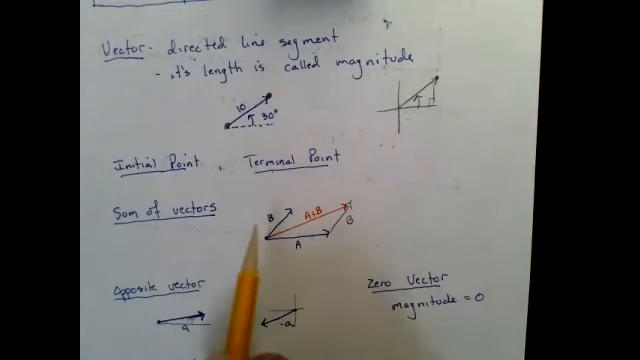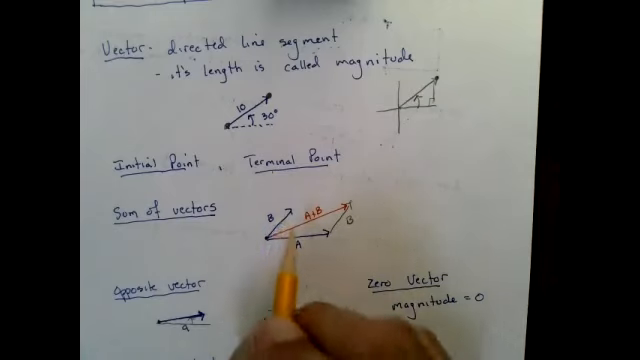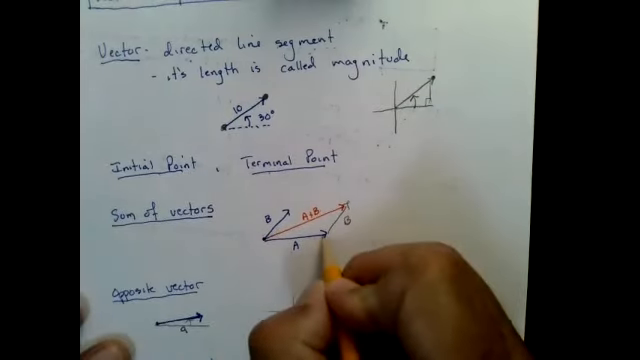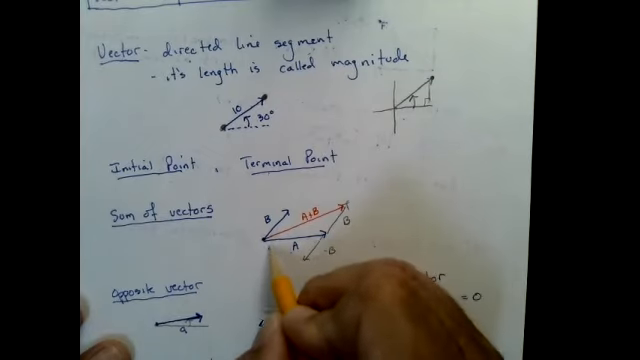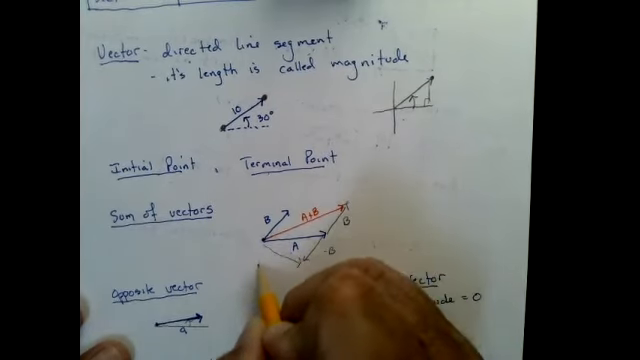So if I came back here and said, what's A plus negative B? I would go A, then negative B would come this direction. And A minus B would be this vector.